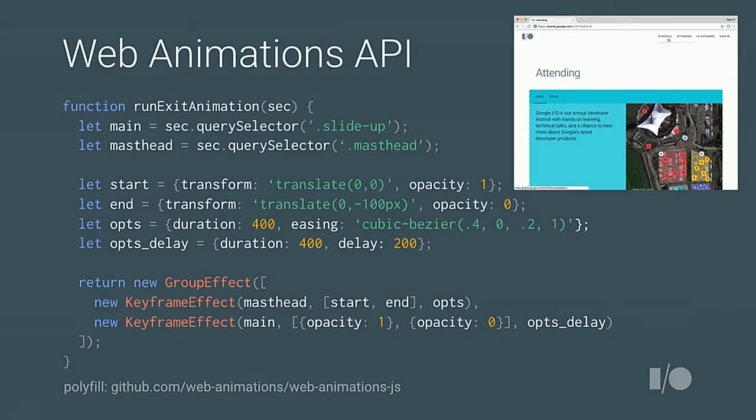And then you create a group effect. And a group effect is essentially a parallel animation. Anything inside of this array is going to be run at the same time. So both these keyframe effects, the thing that fades out the title and the thing that drops down the content, are going to be run at the same time.